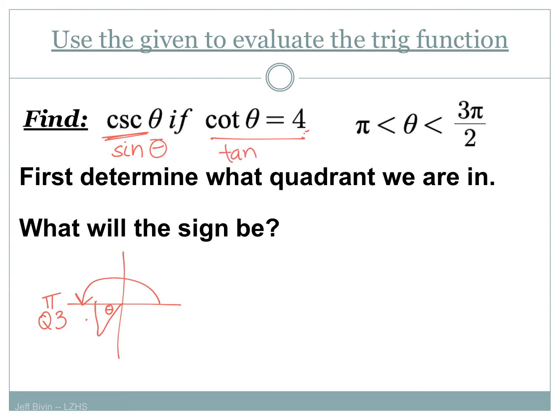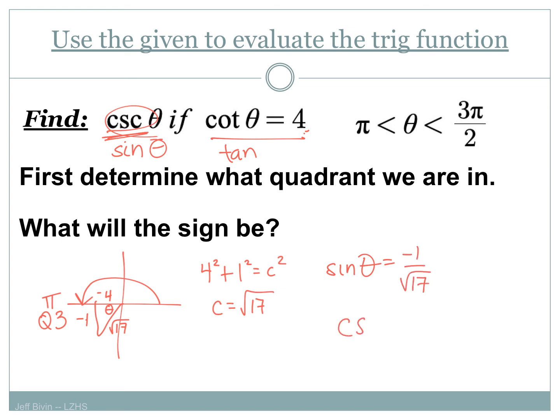So I'm going to draw my reference triangle, with that being theta. Cotangent is the reciprocal of tangent, so that would have been 4 over 1, but it's going to go this way, so 1 there and 4 there for cotangent. And they are in negative x and negative y, so I'm going to make them negative. I'm going to do the Pythagorean theorem to figure out my hypotenuse, and it comes out to be the square root of 17. Remember, that will stay positive. So I want to find the cosecant, which is the reciprocal of sine. The sine of theta is negative 1 over root 17. So the cosecant is then going to be negative root 17.